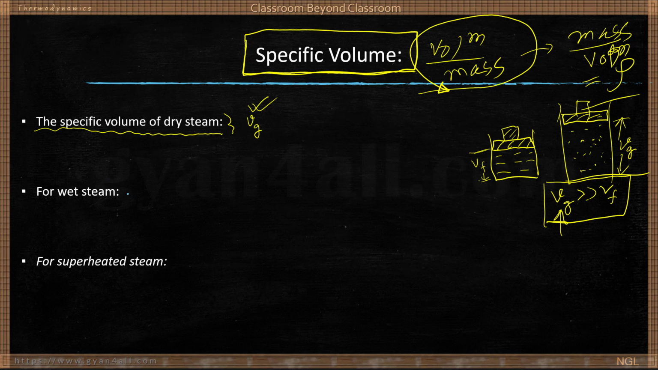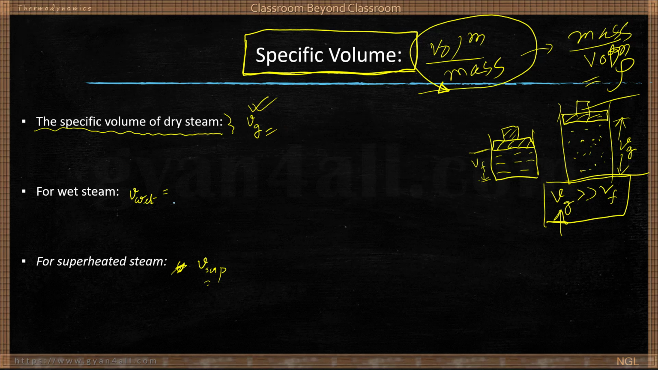Similarly, wet steam is represented by Vw, V wet, specific volume of wet steam. And for superheated steam, we can represent it by V sup. So Vg is a fixed value at a particular pressure.